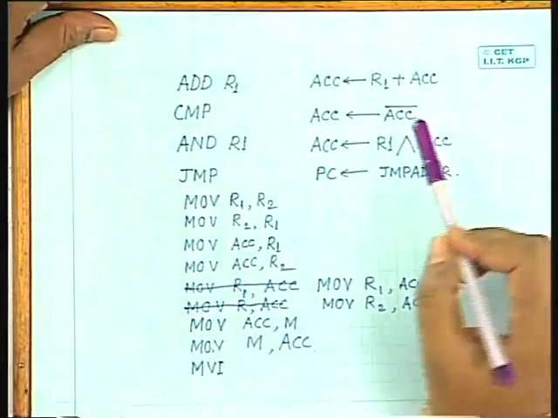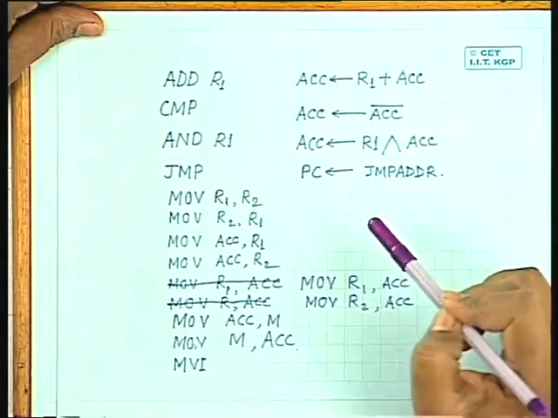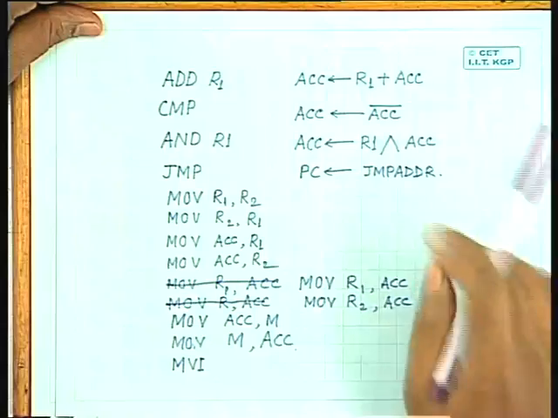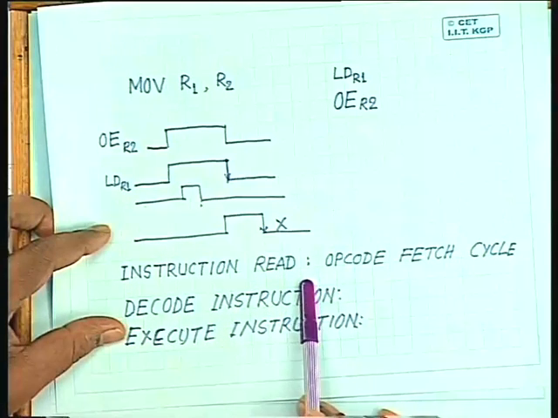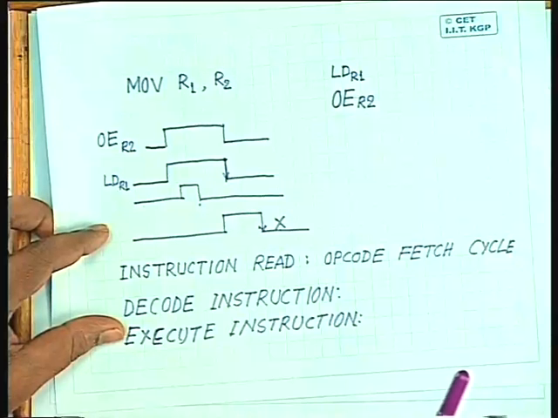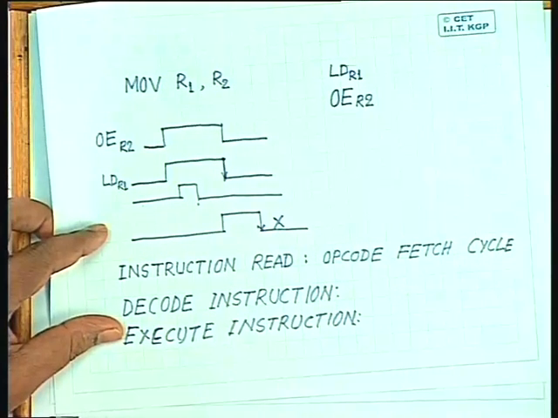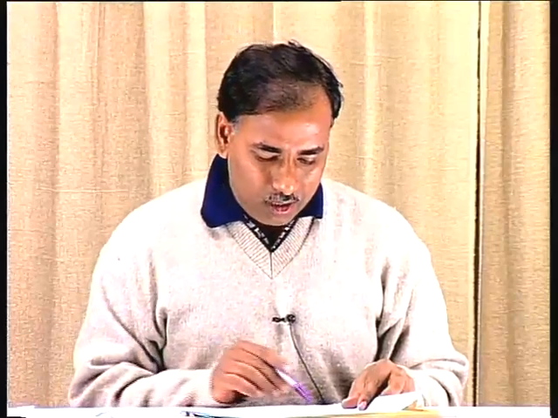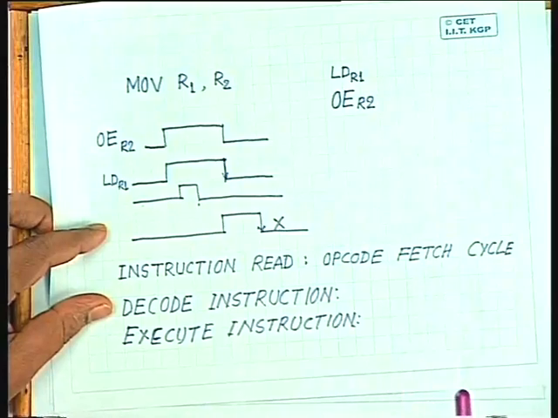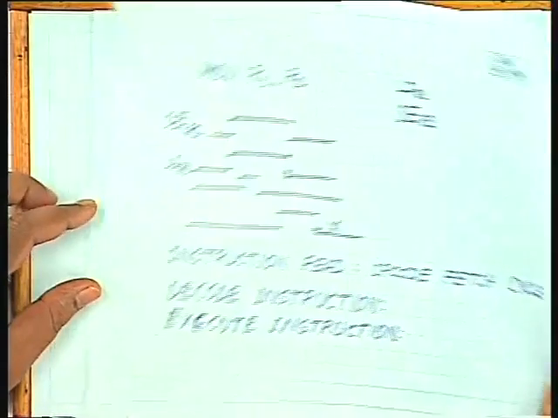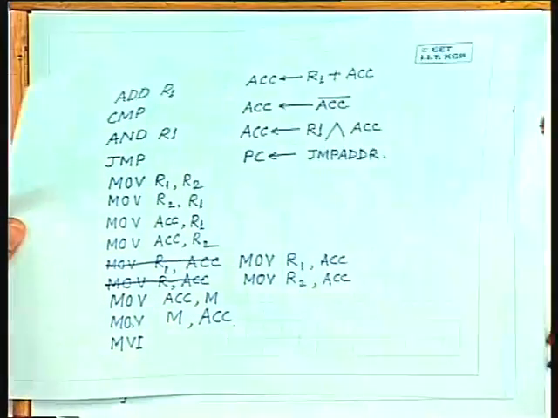For example, whenever the CPU executes any instruction, the first one, as we have said, is an opcode fetch cycle. That is, the instruction has to be read from the main memory and put into the instruction register. After that, it will be decoded. The signal will be given to the control and timing circuit. The control and timing circuit will generate the required control signals in the required sequence. So the first cycle, the opcode fetch cycle, is common for each and every instruction. Okay. So let us see how this opcode fetch cycle will be performed.